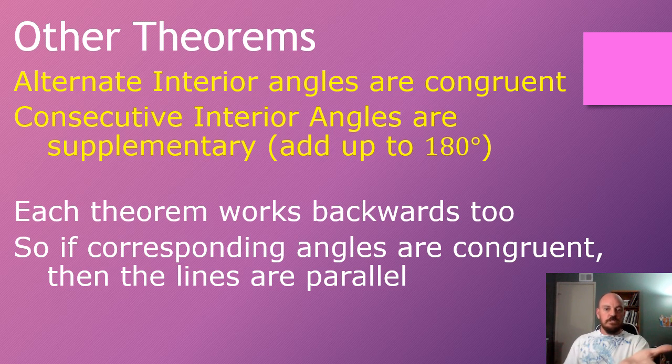So look at the ones on the screen right now. If the alternate interior angles are congruent, then the lines are parallel. Works forwards or backwards. Same with the second one. If consecutive interior angles are supplementary, then the lines are parallel. So each of these four theorems works both forwards and backwards. Or I guess four theorems plus one postulate, because it works for corresponding too.